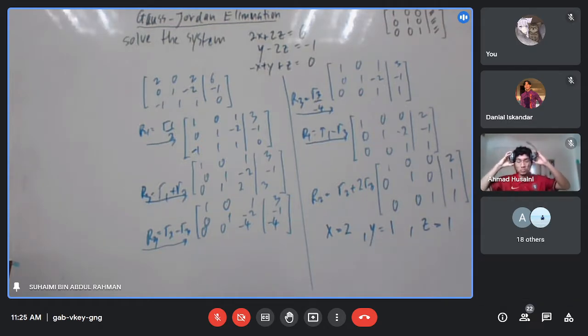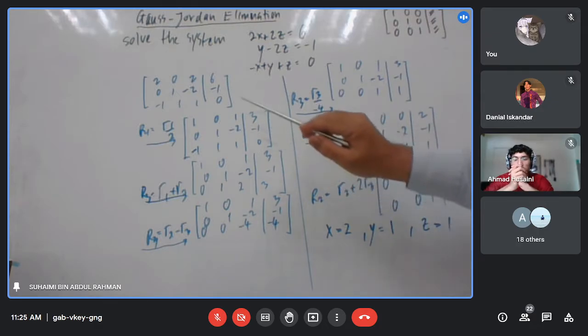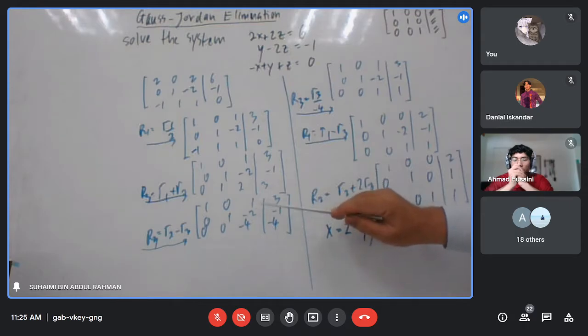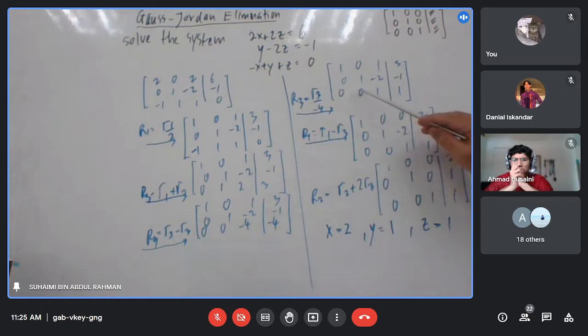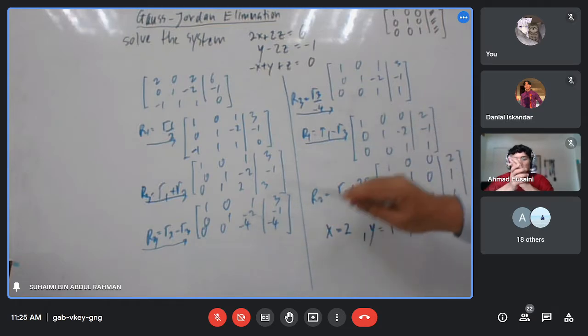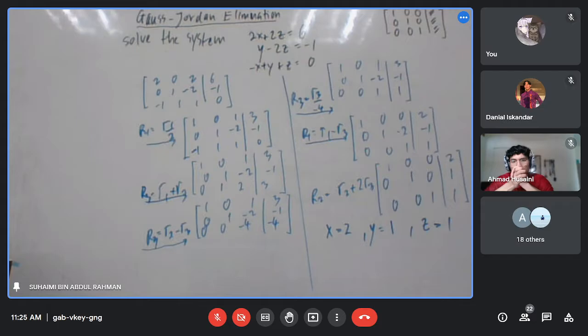Remember that this kind of matrix, we call it reduced row echelon form. Up till here is just row echelon form. But if we get 0, 0 and 0 here, that's reduced row echelon form.